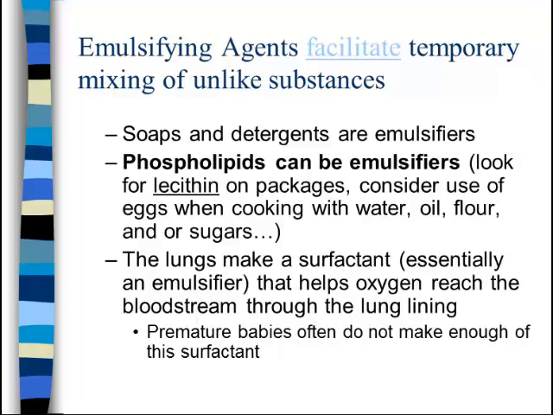Phospholipids can also be emulsifiers. Look for lecithin on packages, and consider the use of eggs, which contain lecithin, when cooking with water, oil, flour, and/or sugars. The lungs also make a surfactant, essentially an emulsifier, that helps oxygen reach the bloodstream through the lung lining. Premature babies do not make enough of this surfactant and can be helped with a synthetic version.